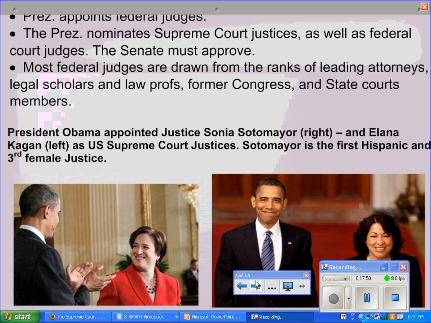Can they deny an appeal? Only the Supreme Court. So can they appeal before the judge makes the final decision? No, they have to wait until the judge makes the final decision.